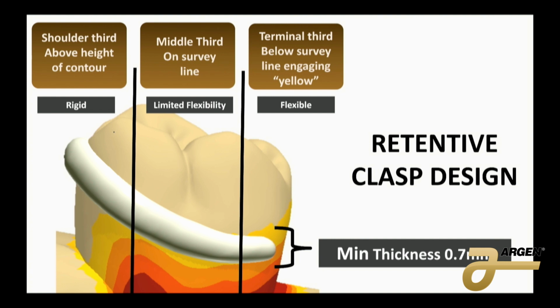Now we don't have a survey line, we're not drawing this in pencil. Our yellow marker, our yellow undercut, that's our survey line. Wherever that undercut is starting, that becomes our survey line. So the retentive clasp part should be in the yellow. If you're going down into orange or red zones, that's too much retention. Now we have too much force. Our clasp can't flex enough to get into those deep areas.